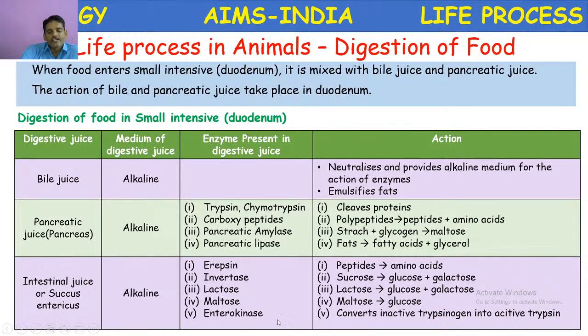Then enterokinase is produced in the intestine. It activates trypsinogen into trypsin. It is produced in inactive form, trypsinogen, and the active form is trypsin. So enterokinase is the intestinal enzyme which acts on trypsinogen and converts it into trypsin. So this is the digestion of food. The chyme is further digested in the duodenum. The maximum process of digestion takes place in the small intestine.